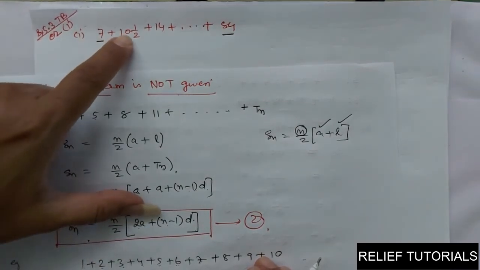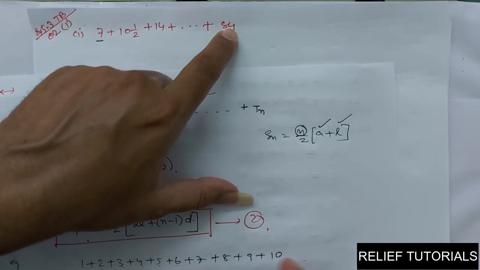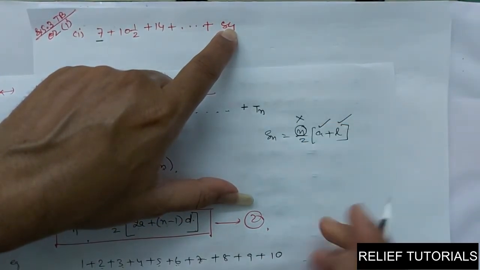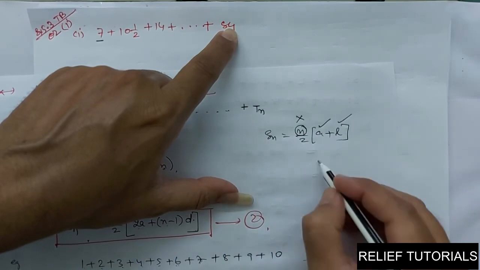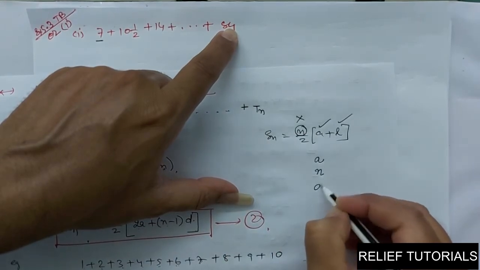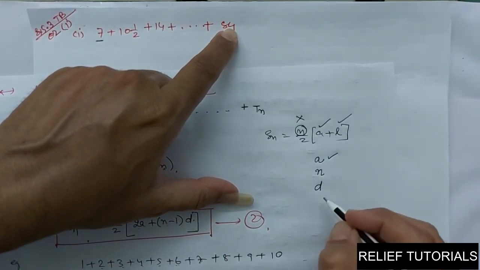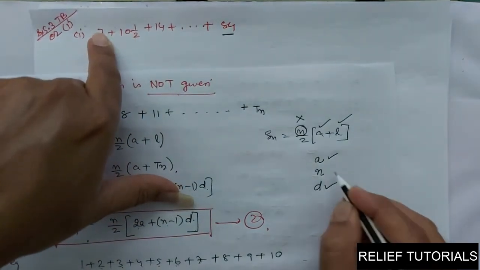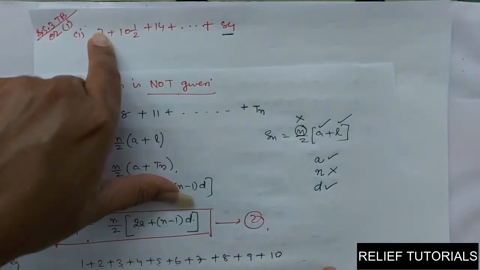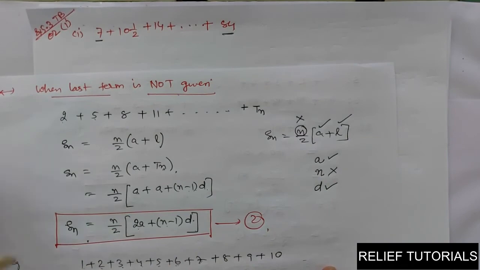This is the first term, this is the second term, this is the third term. We don't know which term this is. So we don't have n. So I told you, in order to find Sn, you require three things: a, n and d. So we have a, we have the common difference d also, but we don't have n. So it is necessary that first you find n.